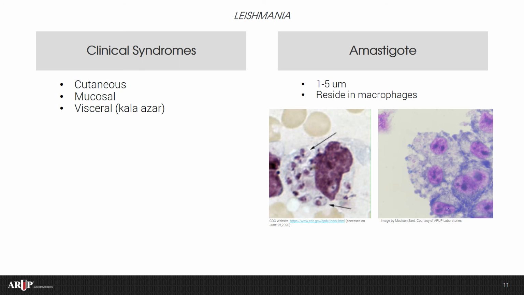Leishmania amastigotes can be recovered from aspirates, lesion punch biopsies, or bone marrow and stained with Giemsa stain. Blood is not the specimen of choice for Leishmania detection. Amastigotes of Leishmania are round to oval and measure 1 to 5 microns. They have a large nucleus and a prominent kinetoplast. The organisms reside in macrophages of the host and can be found throughout the body.